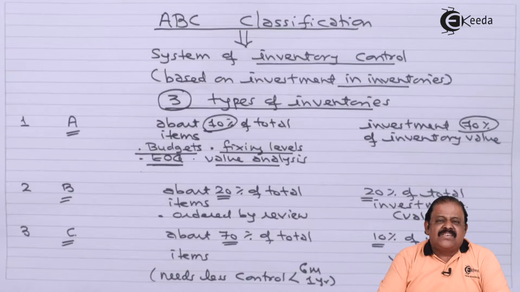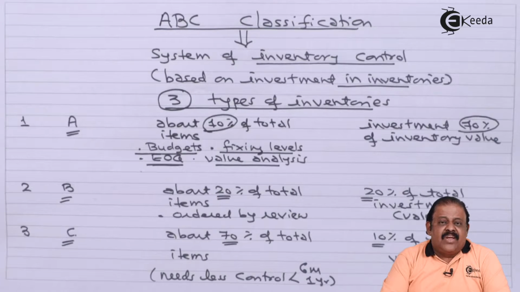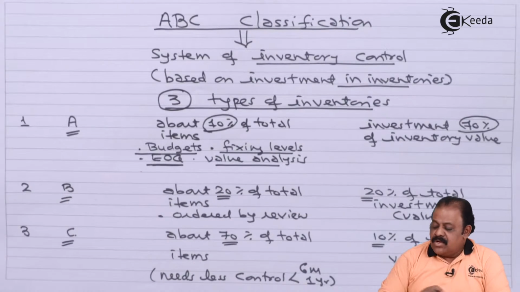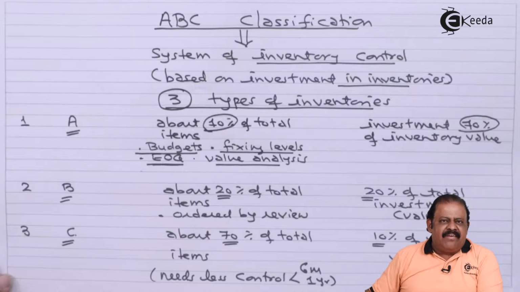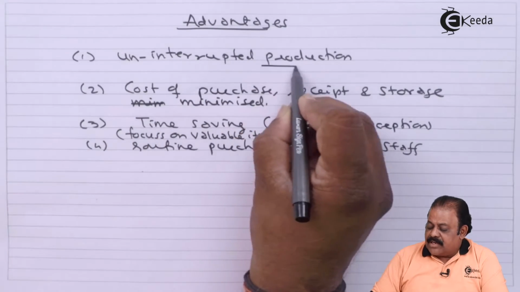This is how the classification is done, and accordingly management manages A, B and C category of stocks, particularly ordering the goods, maintaining the goods, taking care of the goods, depending upon which category the stock falls in. This method has got some advantages. First, it ensures uninterrupted production.